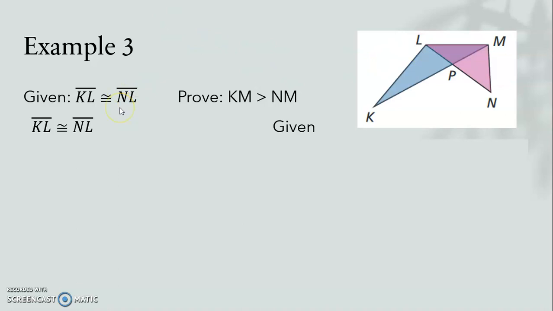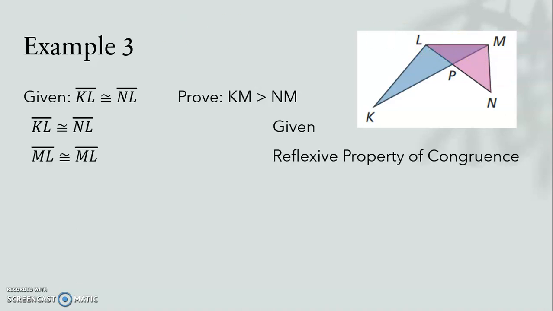Now we also know about NL and NM. So NL is here, NM is there, so I have this pink triangle. Now in order to use the hinge theorem, I need to show that two pairs of sides are congruent. And I notice that both of these triangles share side LM. So I'm going to use the reflexive property to say that LM is congruent to itself. Okay, so now I have two pairs of sides.